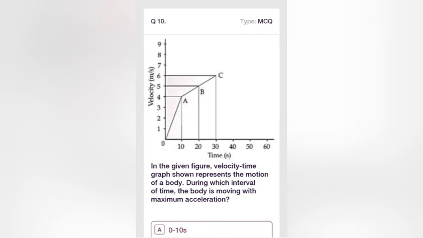In the figure given, the velocity time graph shown represents the motion of a body. During which interval of time is the body moving with maximum acceleration? So they are asking which interval of time the body is moving with maximum acceleration. See, velocity by time is acceleration, that we know. By taking the slope of this graph, we get acceleration.